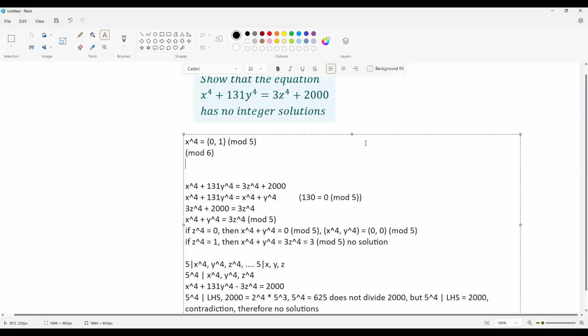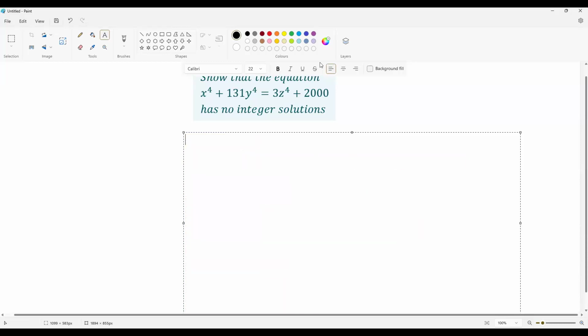Let's say mod 6. 0 to the 4 is congruent to 0, 1 to the 4 is 1, 2 to the 4 is congruent to 4, 3 to the 4 is congruent to 3, 4 to the 4 is congruent to 4, 5 to the 4 is congruent to 1. So therefore, x to the 4 is congruent to 0, 1, 3, or 4 mod 6. That's not as cool as this, right? This is so limiting. It's really useful. Okay, next problem.